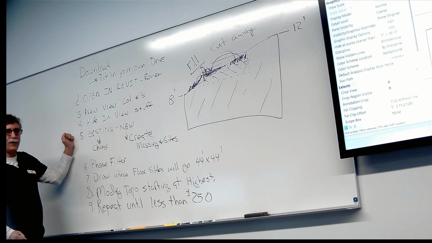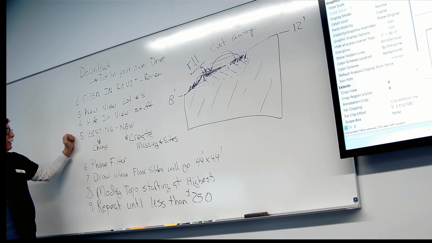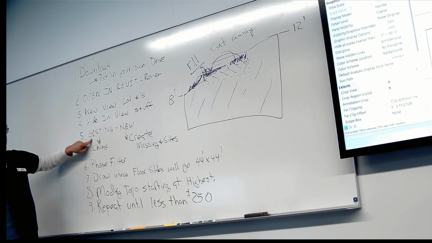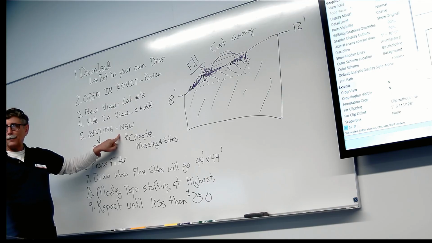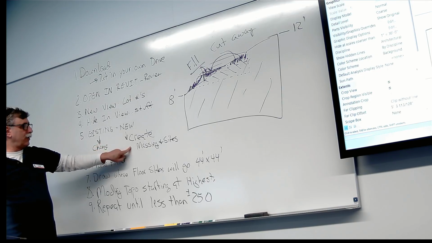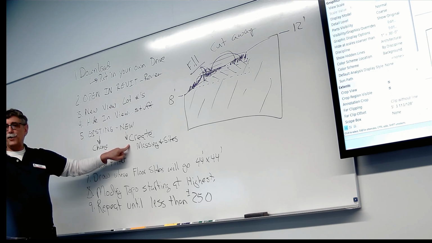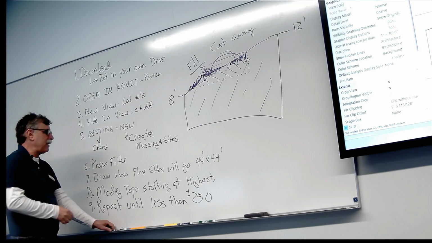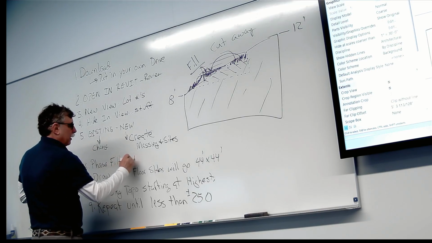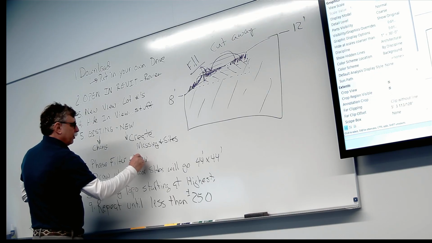Then comes all the new stuff. Change each lot to existing. That's in the phase thing. And then go to massing and site and do that region, graded region, and you have to do it for each individual one. Then change your phase filter to new.